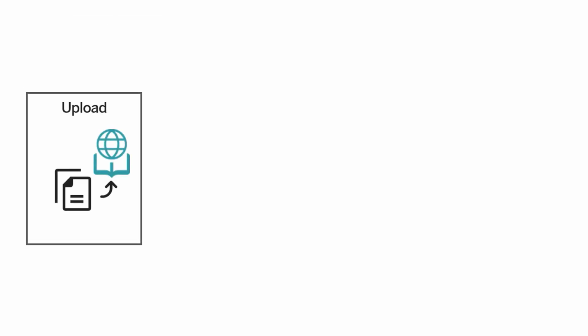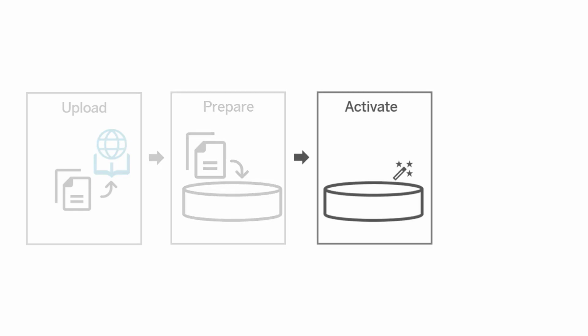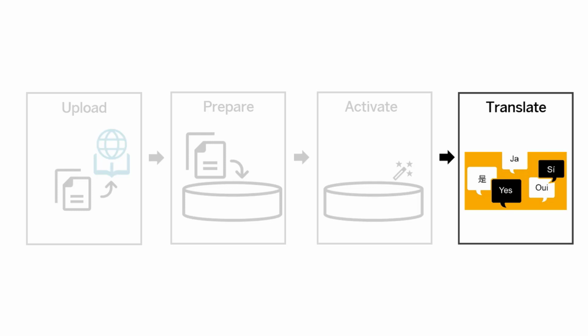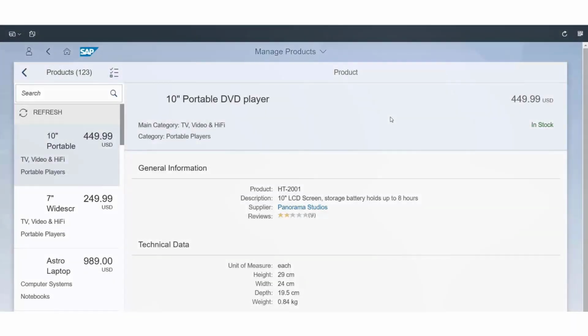First, you upload the XLIT files to SAP Translation Hub. Then, you prepare a company MLTR by adding the XLIT files. Then, you activate the company MLTR. Finally, you can use the contents of your company MLTR during this translation process for all scenarios that SAP Translation Hub supports. In this example, I'm going to translate a sample app from the retail industry.